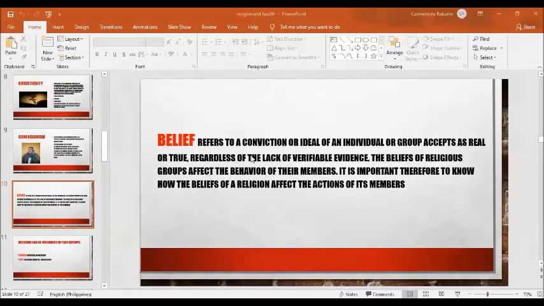Belief daw refers to a conviction or ideal of an individual or group accepted as real or true, regardless of the lack of verifiable evidence. The beliefs of religious groups affect the behavior of their members. It is important, therefore, to know how the beliefs of religion affect the actions of its members.